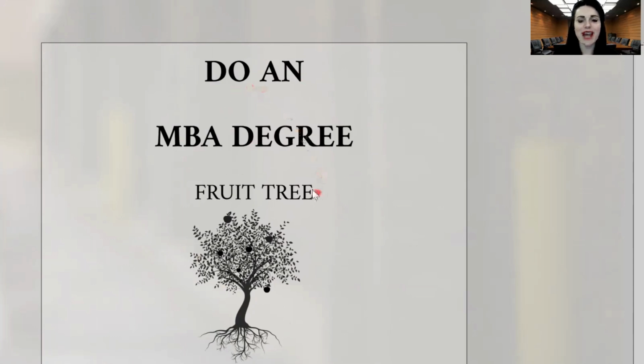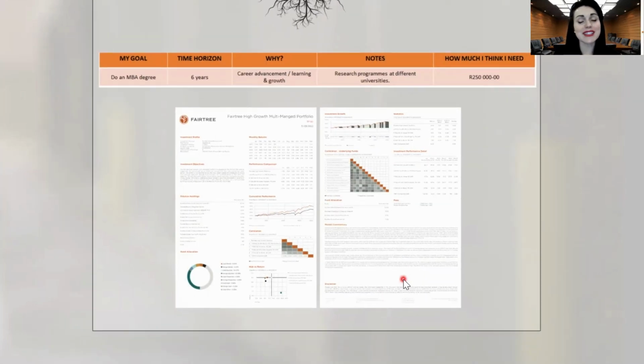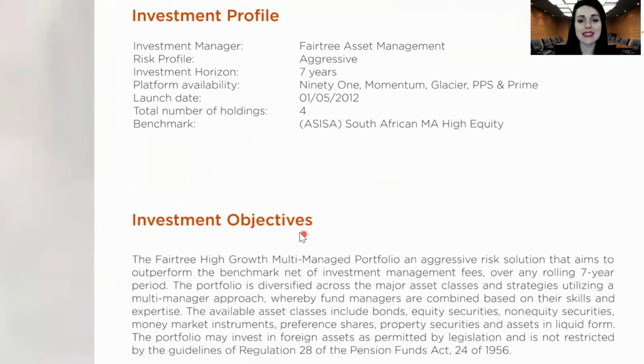We have chosen our unit trust, and now look at what Fairtree can set on the table. Once again, this is not advice, but this is what we have available. And here you will see the risk profile will look different. Now it's not conservative, it is medium to high. The investment horizon is also 7+ years. And here you will see the benchmark that we have also spoken about is South African multi-asset high equity.